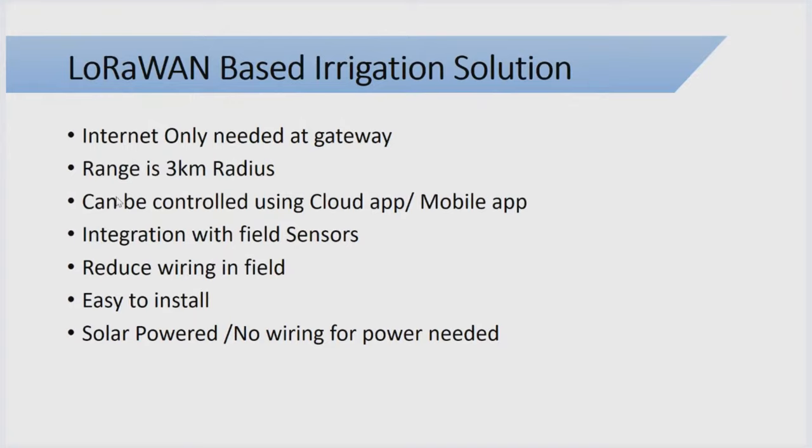And there, we can introduce different kinds of sensors also. Like we can use a moisture sensor, electric conductivity sensor, and a temperature humidity sensor can be integrated in the system. And it reduces the wiring again. And because it reduces the wiring, it is easy to install. And also the nodes are solar or battery powered. So again, no wiring is needed.